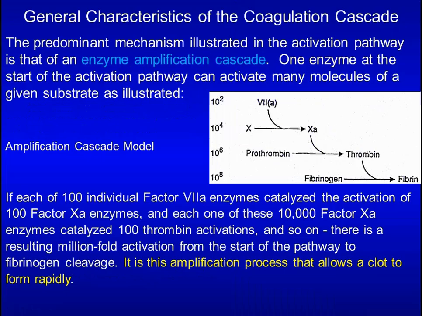If we start with 100 molecules of factor 7, each activated factor 7 cleaves 100 molecules of factor 10. Each activated factor 10 cleaves 100 molecules of prothrombin. Each thrombin cleaves 100 molecules of fibrinogen. Then at the end, we will get over 1 million fibrin molecules rapidly. This amplification cascade model explains how blood clots are formed rapidly.